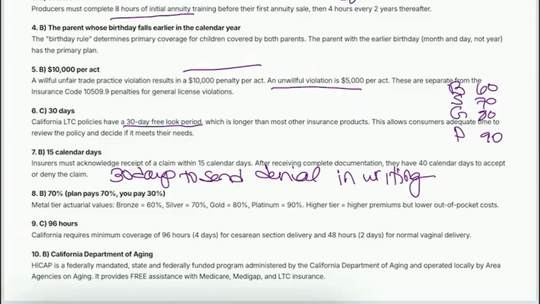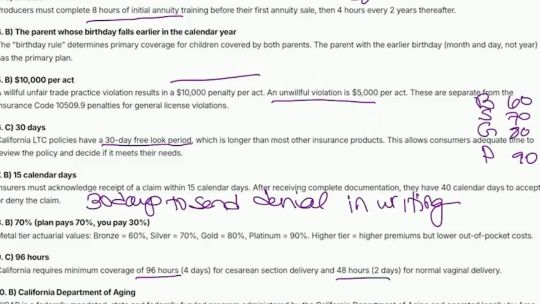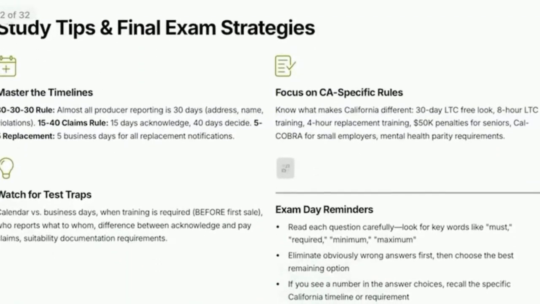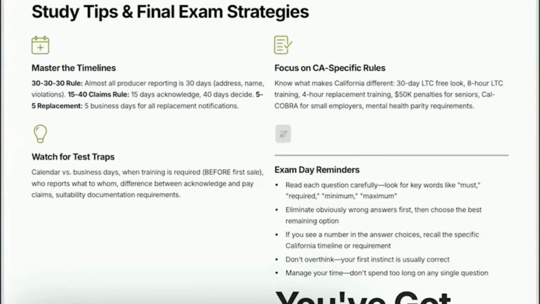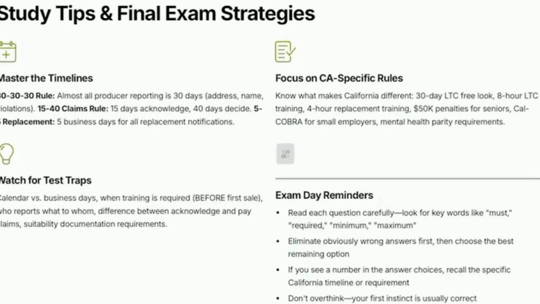So master the timelines, 30-30-30 rule. Almost all producer reporting is 30 days. 15-40-30 claim rule, 5 days replacement. Know your timelines, make your flashcards, write them down. Watch for test traps, calendar versus business days. When training is required before a first sale rather than continuing education. Make sure that you understand the difference between acknowledging claims and paying claims, and you will do just fine.